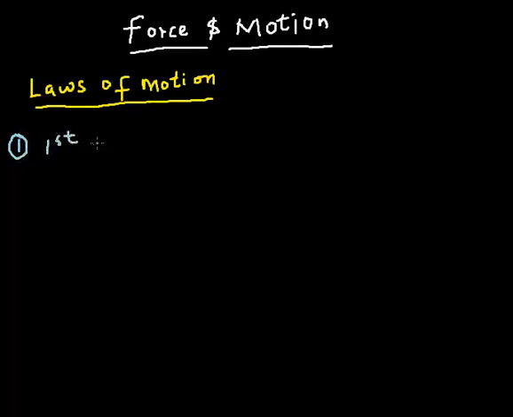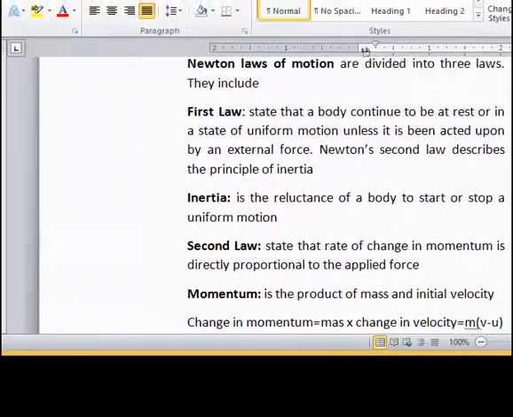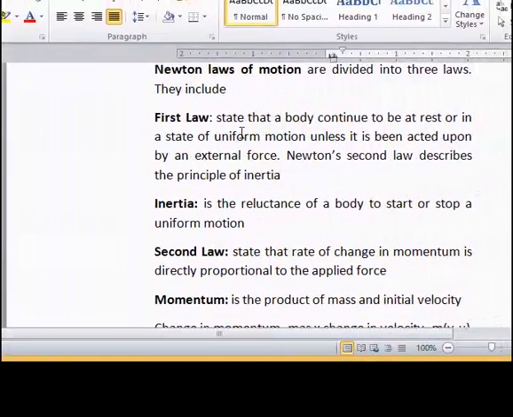All right. According to the first law of motion, Isaac Newton makes us understand that a body continues to be at rest or in a state of uniform motion unless it is being acted upon by an external force. So I could bring that up here. The first law states that a body continues to be at rest or in a state of uniform motion unless it is being acted upon by an external force.